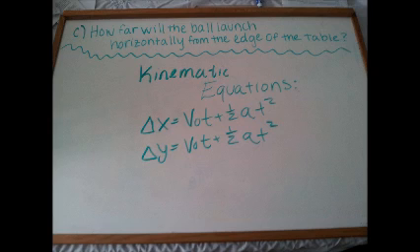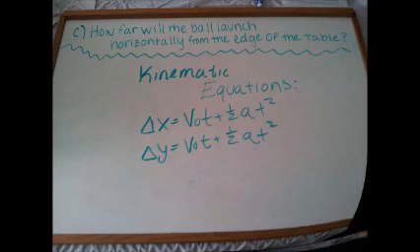In part C, we are asked how far the ball will launch horizontally from the edge of the table. To do this, we must use kinematics. So we use these two kinematic equations. Delta x equals v naught t plus 1/2 a t squared, and delta y equals v naught t plus 1/2 a t squared, where delta x and y equal the distance, v equals the velocity, t equals the time, and a equals acceleration.